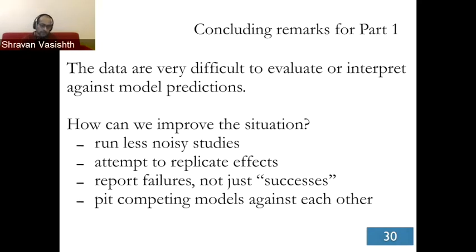Okay, so for me, this was a little bit of a shock, and the question for me was, what can I do to now change the situation? So I'm now spending time running larger-sample studies, and I'm trying to replicate my studies to make sure that these studies hold up. And one problem in our field in psycholinguistics is that we tend to report successes, but we don't report the failures.